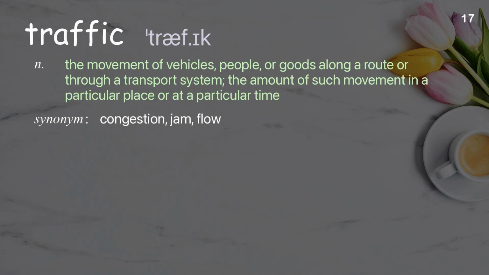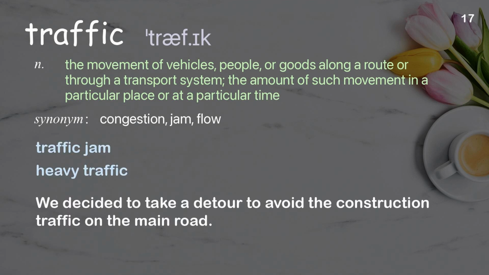Traffic. The movement of vehicles, people, or goods along a route or through a transport system. The amount of such movement in a particular place or at a particular time. Examples: Traffic jam. Heavy traffic. We decided to take a detour to avoid the construction traffic on the main road.